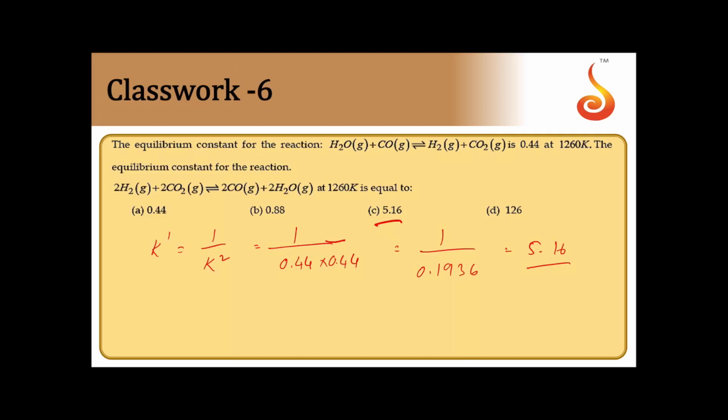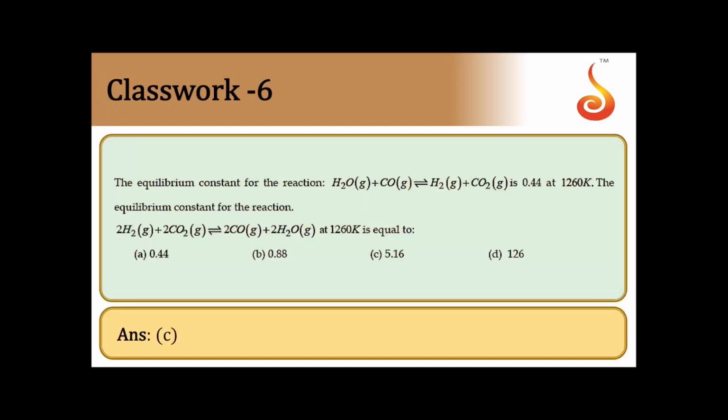Option C we have. So the reaction is reversed. We should inverse the equilibrium constant, and since the reaction is multiplied throughout by 2, we need to square here now. So inversing and then squaring, we get the answer. So the answer is 5.16, option C.